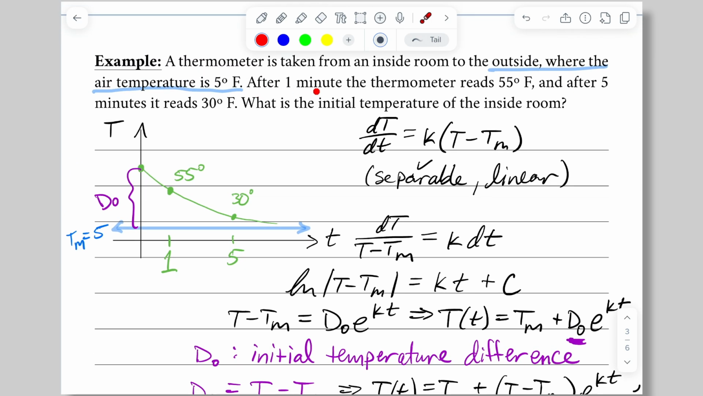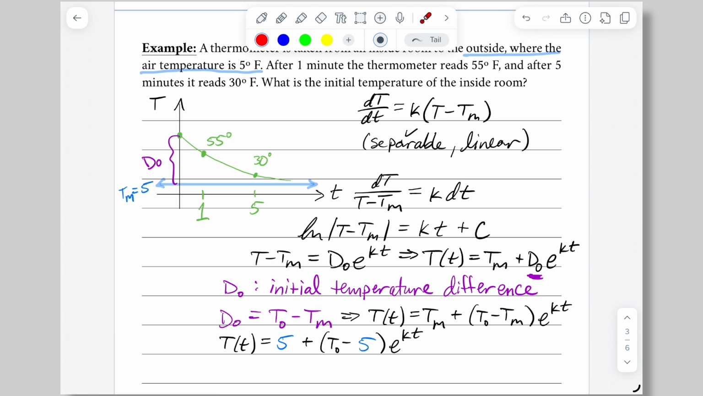We have our earlier information. After 1 minute, the thermometer reads 55 degrees. After 5 minutes, it reads 30 degrees. And then the initial temperature is what we're looking for. I'd like you to use that information to go ahead and answer the question, what is the initial temperature of the inside room?